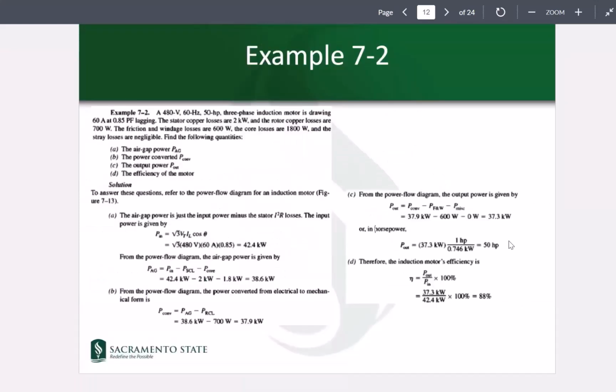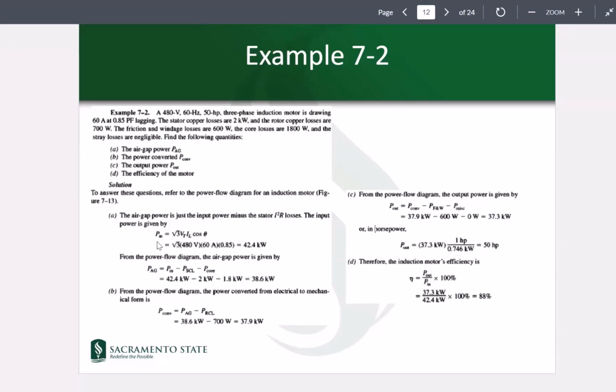We have a 480 volt, 60 hertz, 50 horsepower, three-phase induction motor, which is drawing 60 amps at 0.85 lagging power factor. The stator copper losses are 2 kilowatts, and the rotor copper losses are 700 watts. The friction and windage losses are 600 watts. The core losses are 1800 watts, and the stray losses are negligible. We want to find out the following quantities. The air gap power first, P AG.